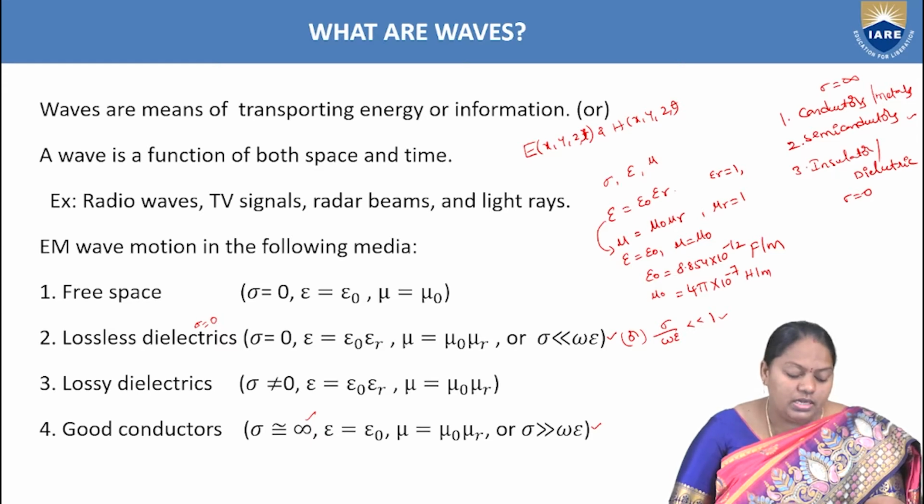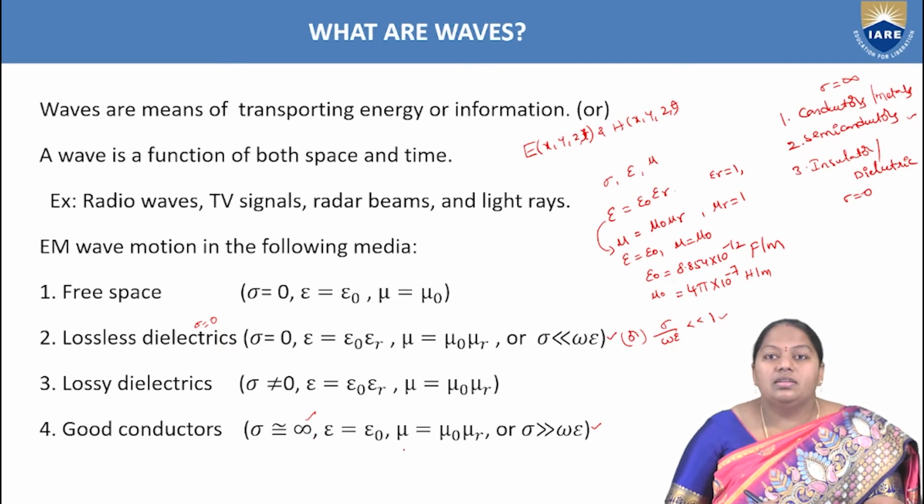Next, for the fourth case, the good conducting medium, sigma is ideally equal to infinity, and epsilon equals epsilon naught into epsilon r. Mu is nothing but mu naught into mu r, and the condition it has to satisfy is sigma is far greater than omega epsilon, or sigma by omega epsilon is far greater than 1.